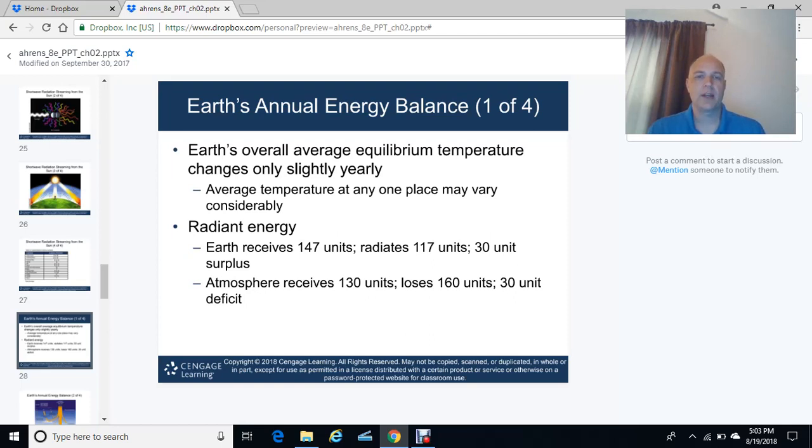Okay? And then we receive varying degrees of radiant energy. That's mentioned on here as well. Just want to show you how much Earth receives, how much it radiates, and what the surplus is. We usually have energy surpluses in the summer season when the sun is much higher in the sky and temperatures are much warmer, and we usually have an energy deficit in the wintertime with a lower sun angle.